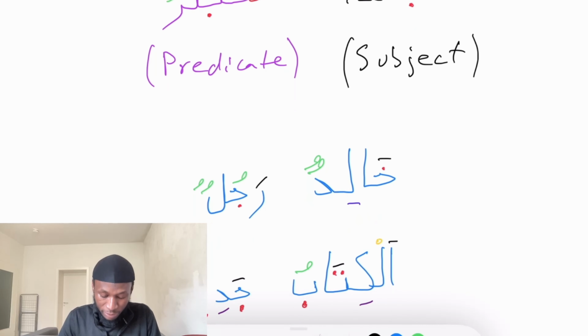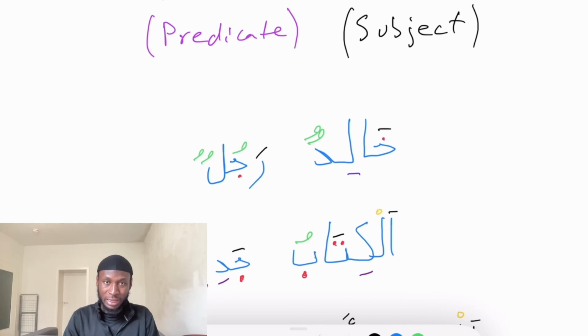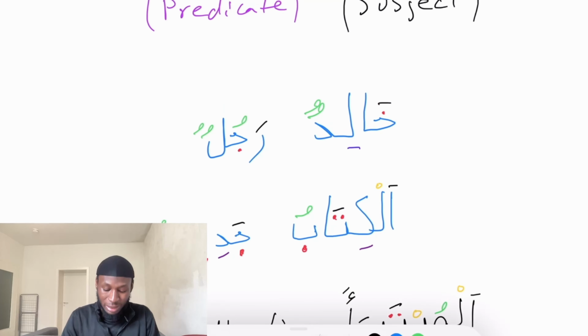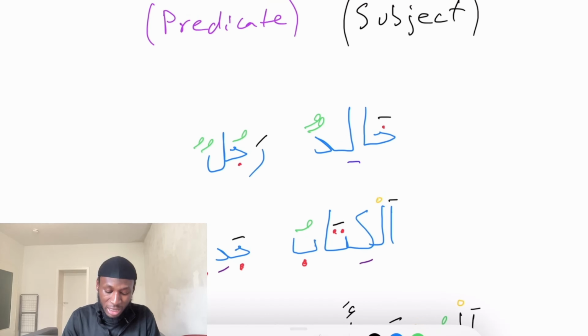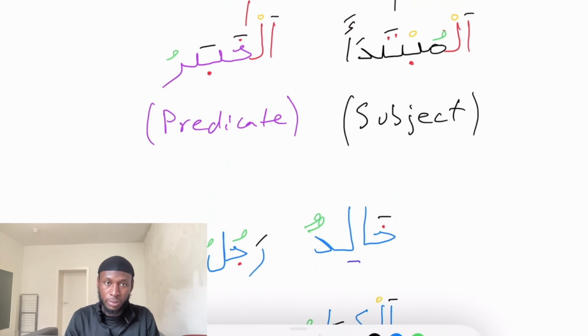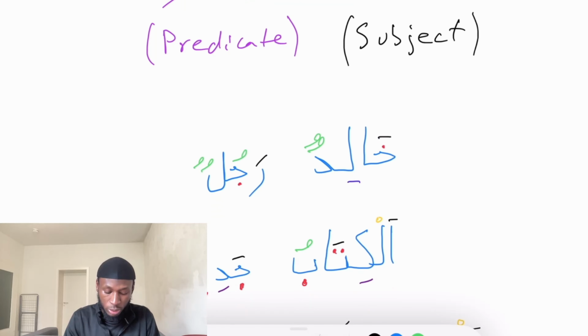Let's look at another sentence. Here we have Khalidun Rajulun. Let's go a little bit up. Khalidun Rajulun. What is the difference that you see, with Khalid being the subject and Rajulun being our predicate? Do you see any difference? It's tricky, but you should get it.